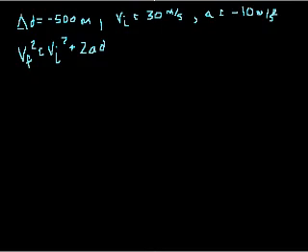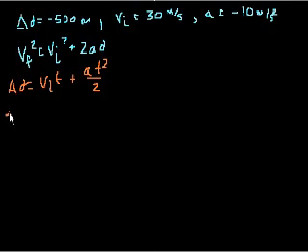We derived, and I'll write it in a different color, that the change in distance is equal to the initial velocity times time plus acceleration times time squared over 2. So the change in distance is minus 500. Minus 500 is equal to the initial velocity, which is positive since it's going upwards, 30 meters per second.